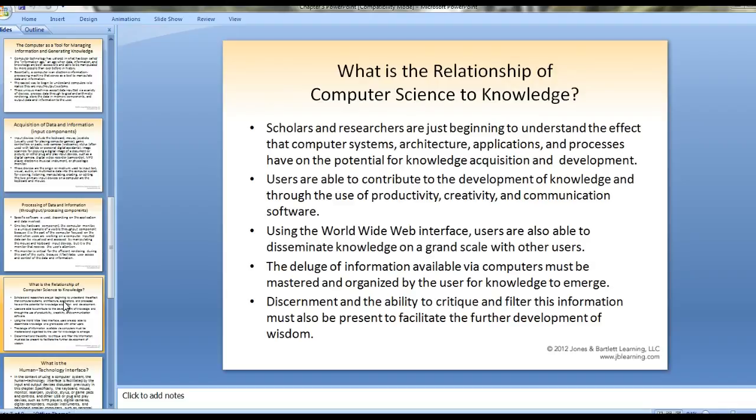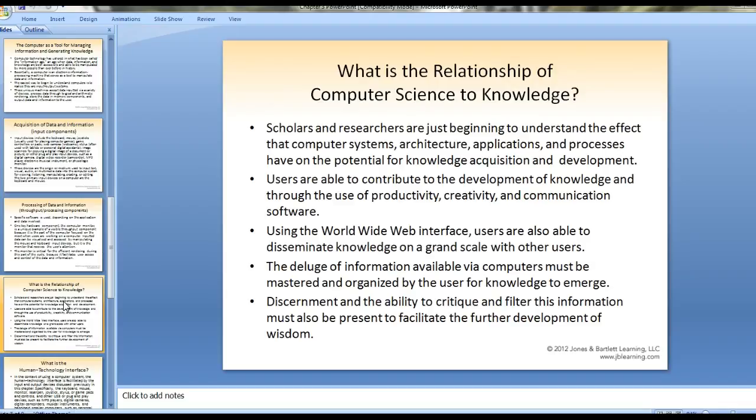Well, understanding the science of the computer, understanding how you input, process, and output knowledge is going to help you further along the technological advances that come into healthcare. Being that super user, understanding the importance of that technology and also how to use it, is going to further your knowledge acquisition anyway. So you're able to contribute to the development of knowledge through the use of productive, creative, and communicative software.